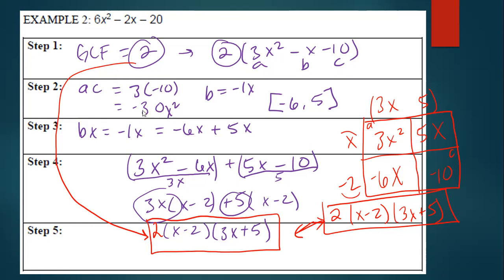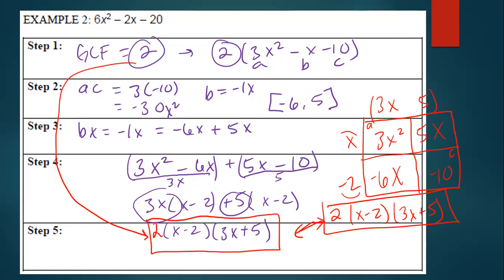A times C here makes negative 30x squared, and you acknowledge your B. And what was our B? Negative 1x, okay? So you're asking yourself, what multiplies to give me negative 30, but adds to give me negative 1? And the magic numbers are negative 6 and 5. At this point, you now decide, are you going box or are you going grouping?